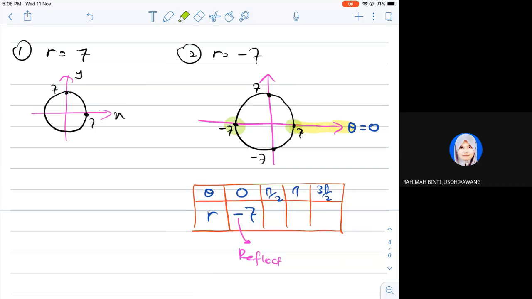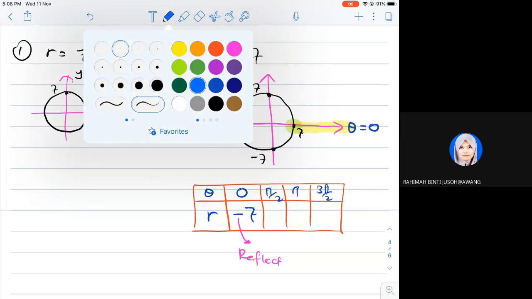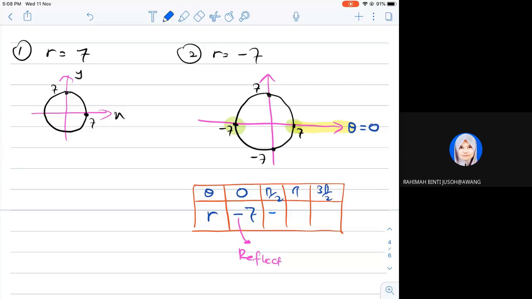Next, let's say pi over 2. Pi over 2 is 90 degrees. So at 90 degrees, we have also negative 7. If the radius were positive, it would be right here. But since we have a negative radius, the yellow point should have been here; however, since the radius is negative, we should reflect. So we reflect it downward here.